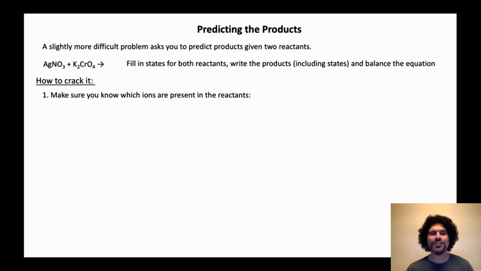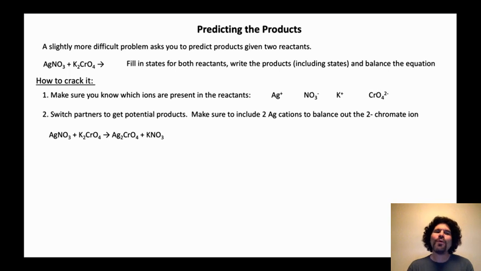So first of all, if you see a problem like this, again, as prep work for solving the problem, I want you to make sure that you know which ions are present in the reactants. So you need to know that silver nitrate is giving you Ag plus and NO3 minus. You need to know that potassium chromate is giving you K plus and CrO4 2 minus. Chromate is one of those polyatomic ions, and this one is a 2 minus, and that's why in the chemical formula there's 2 K pluses.